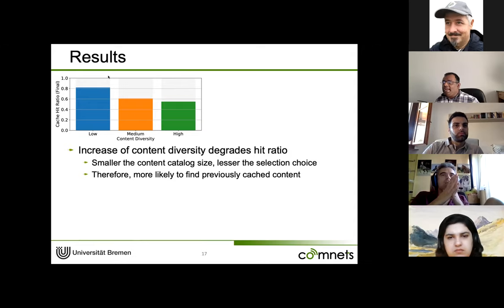So because of that, for highly diverse content catalogs, the hit ratio will be lower. And for catalogs with low content diversity, I mean, less content, the hit ratio might be higher because there is a likelihood that the content is available.